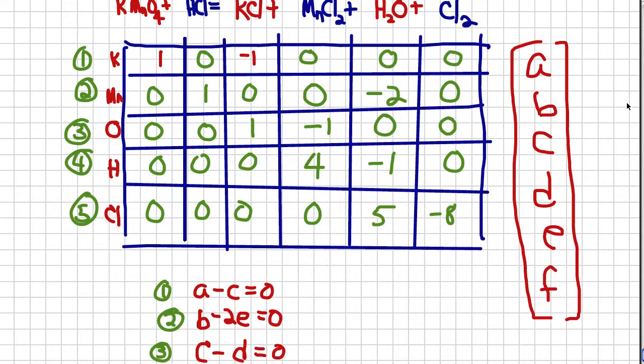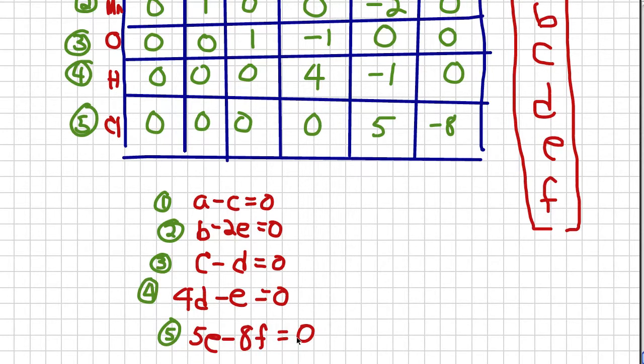0, the column vector, which is 0, 0, 0. So I have A minus C is equal to 0. I look down here, this is B minus 2E is equal to 0. Okay, this is C minus D equal to 0. This is 4D minus E equal to 0. And this is 5E minus 8F is equal to 0.